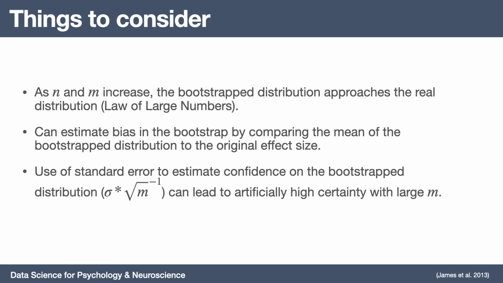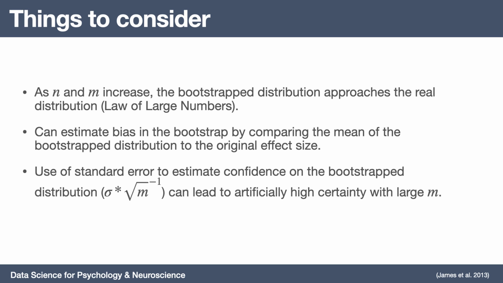Because you have control over the number of iterations of your bootstrap algorithm, there can be a huge problem using confidence estimates where they normalize by the number of observations. So for example, use of the standard error to estimate confidence on the bootstrap distribution. And remember, the standard error is your standard deviation divided by the square root of m, which can lead to artificially high certainty with large m. You can run a billion bootstraps. What that'll do with the standard error is you're going to be dividing your standard deviation by the square root of a billion, which is a lot.